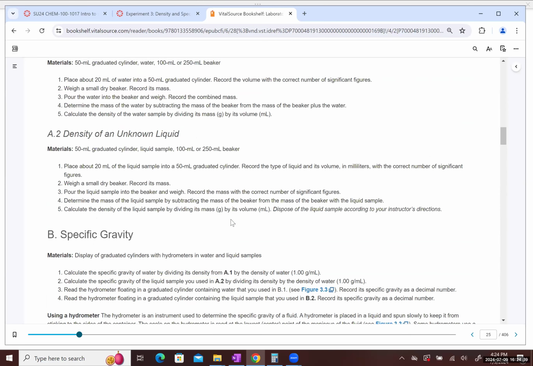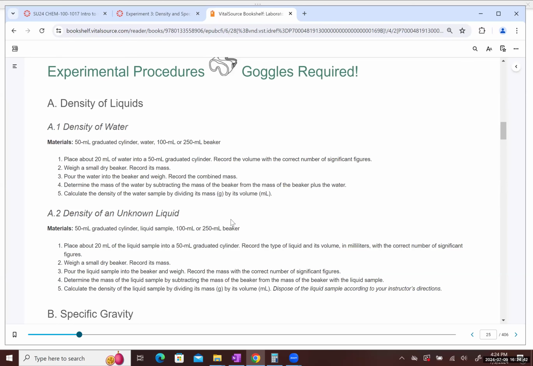So going to the experiment procedure for part A, we're going to place about 20 milliliters of water into a 50 ml graduated cylinder. We're going to record the volume and we're going to weigh a beaker, record its mass. We're going to pour the water into the beaker and weigh the beaker and record the combined mass. We'll then calculate the mass of the water via difference, and then we'll calculate the density of the water by dividing mass and volume.